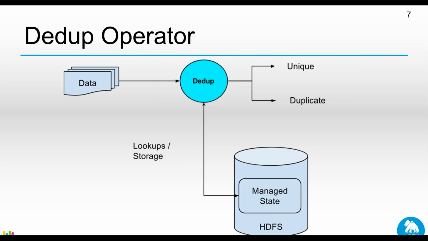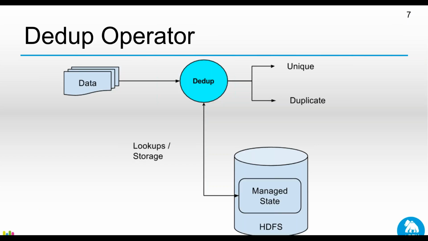So imagine a number of data records, which we call tuples, flowing in through this stream and coming to this dedup operator. So what this dedup operator does is, based on the key expression that a user has configured, which could be a combination of multiple fields in a single tuple, that combination can be used to identify a unique record. So that unique key is then stored as part of the managed state.